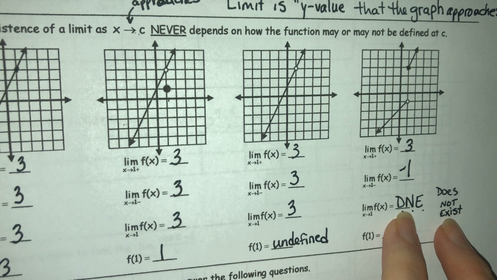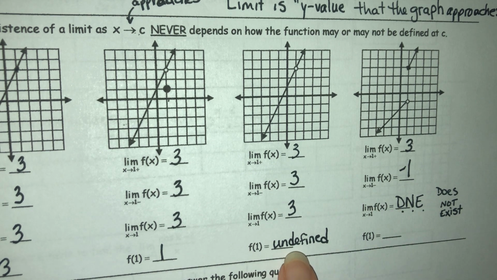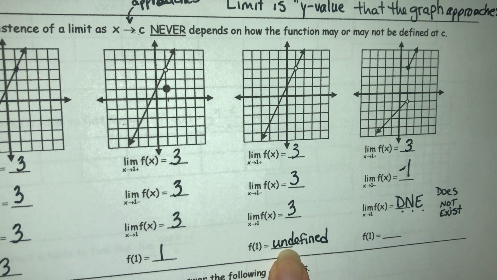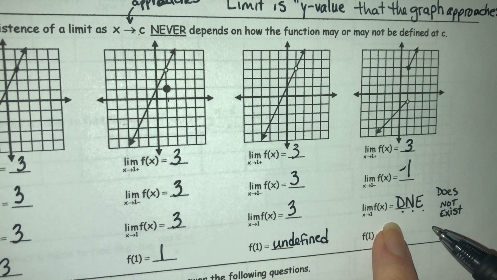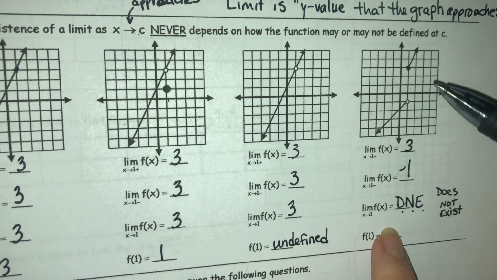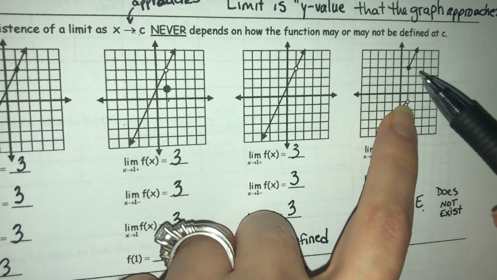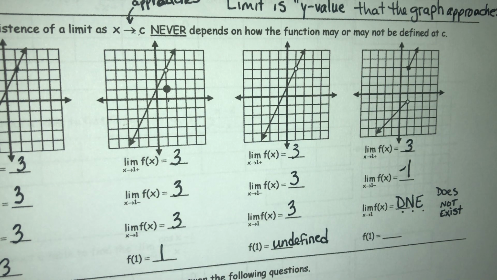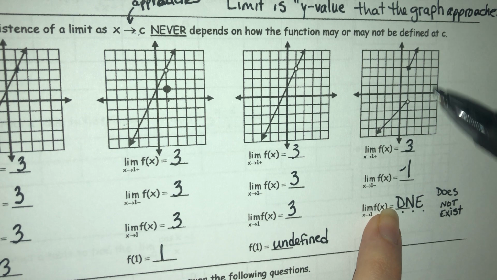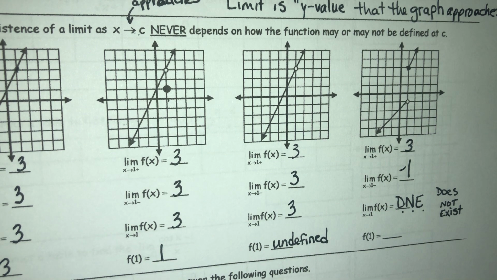So undefined and does not exist are not the same thing. They're very similar, but the reason that they are different is that they describe different things. A function being defined or undefined means whether it actually has that point on the graph. A limit existing or does not exist doesn't matter whether the point exists on the graph or not. What matters is whether the left-hand limit is the same as the right-hand limit or not. So they are adjectives that describe different nouns. This describes the actual points on the graph. This describes matching left and right hand behavior or mismatching left and right hand behavior.